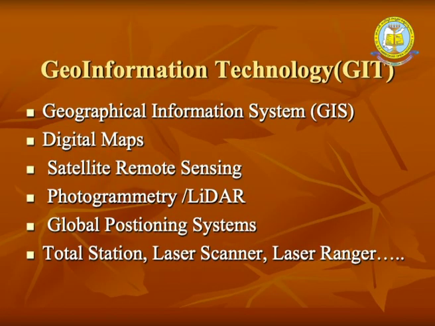Then photogrammetry and LiDAR. These are other areas where, by flying over an area, you are able to get the maps of that area very precisely. The difference between satellite remote sensing and photogrammetry is that satellite remote sensing gives you resolution, whereas photogrammetry gives you accuracy. This height information is also there, which is very precise in a photogrammetry kind of effort.